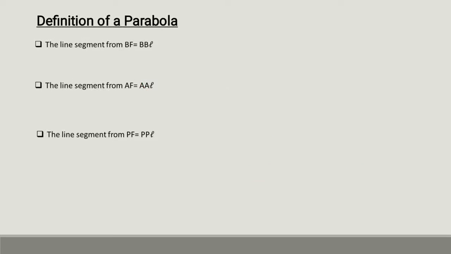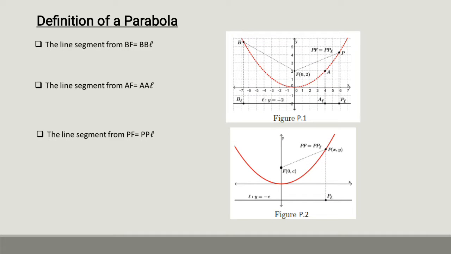So let us define the parabola and its graph. We have 3 points that lie on the parabola. We have point A, point B, and point P. We also have 3 points that lie on the directrix. We have AL, we have BL, we have PL. Then, ang sinasabi ng parabola, yung line segment from B to F and line segment from B to BL is equal. Kasi nga, ang sabi, the fixed point and the fixed line are equal.